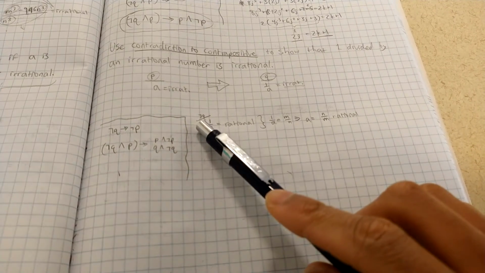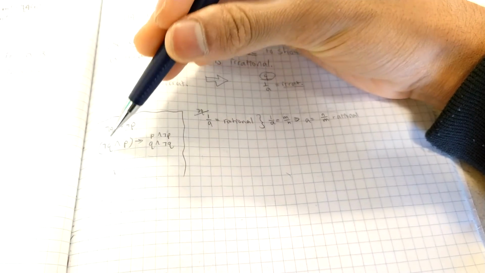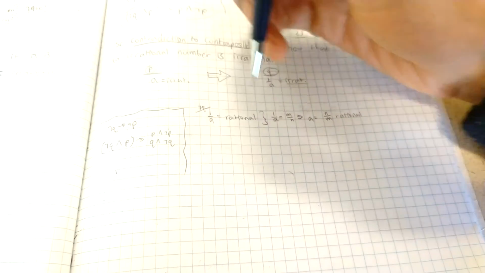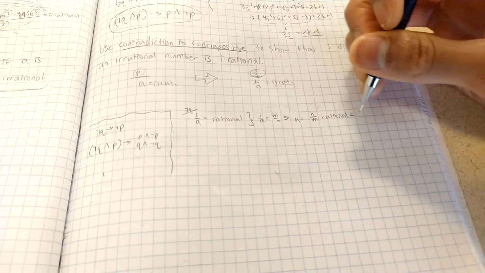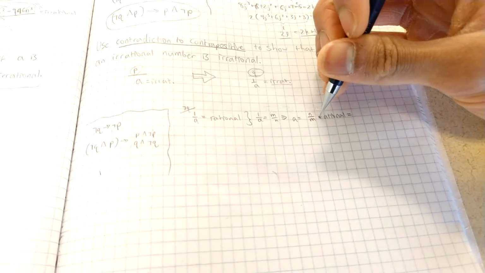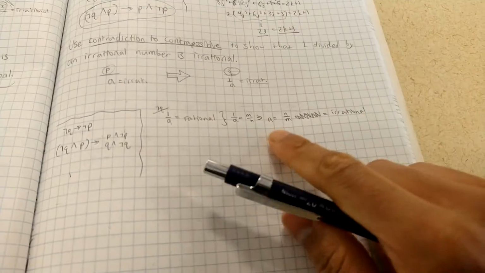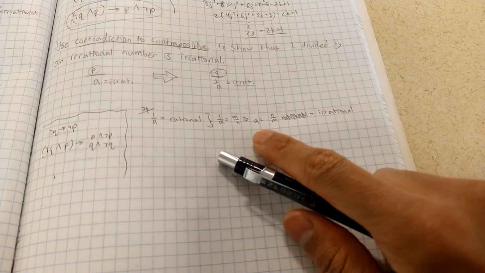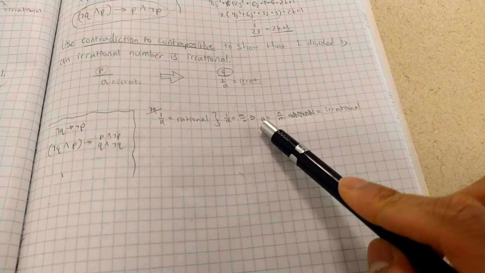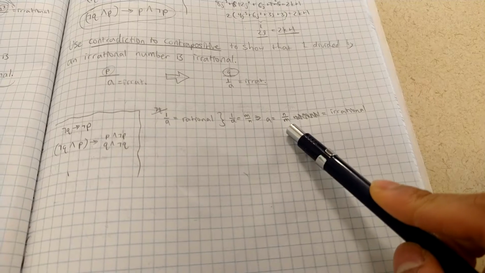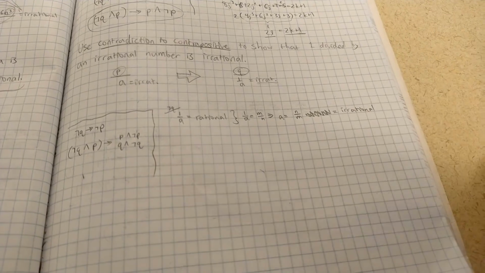So not Q and P would mean that, basically we're saying not Q and P, that means we're saying that A is irrational. This is basically what we're trying to say when we're saying not Q and P. We're saying that A is irrational. When we solve it out, we get A equals n over m, which is, of course, rational. So it leads to a contradiction right there. And that's our proof by contradiction.